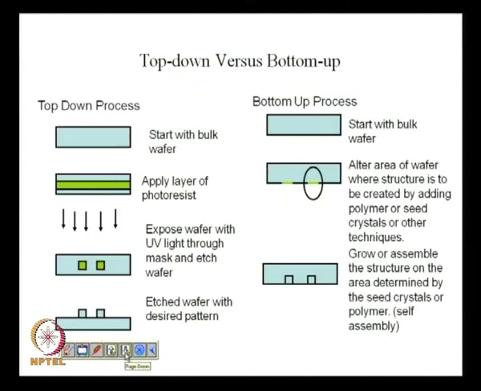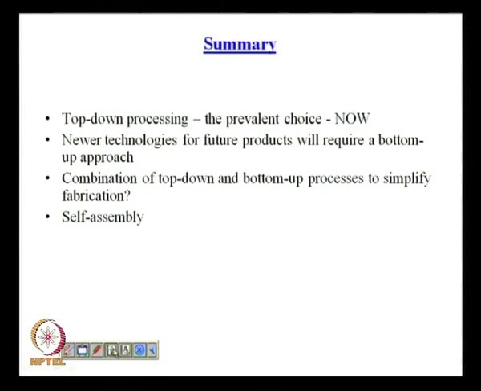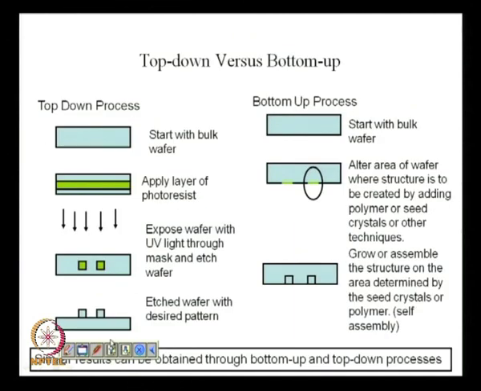For such a process, you again start with a bulk wafer, but you do not remove any portion of it. You alter the area of the wafer, which is a topic of very active current research, where the structure is to be created. You can add polymer, you can seed with certain crystals or some other techniques, and then you grow or assemble the structure.